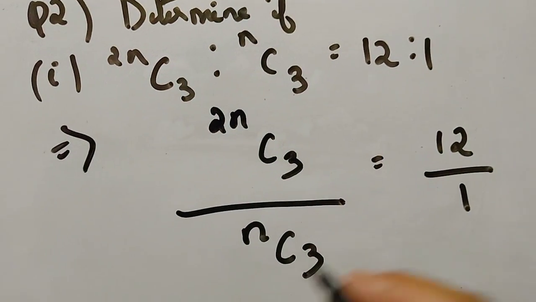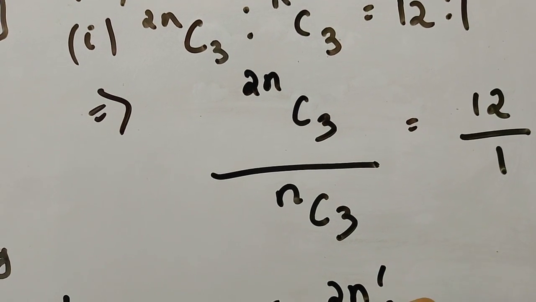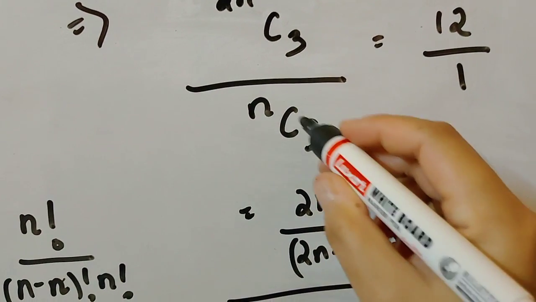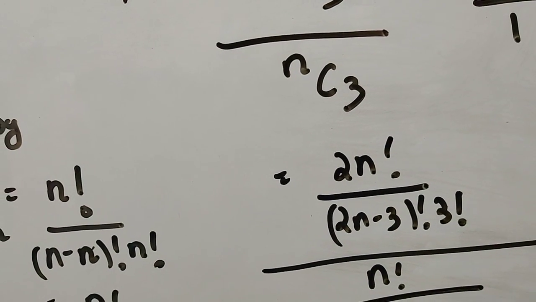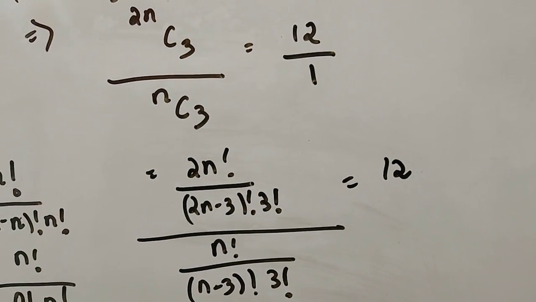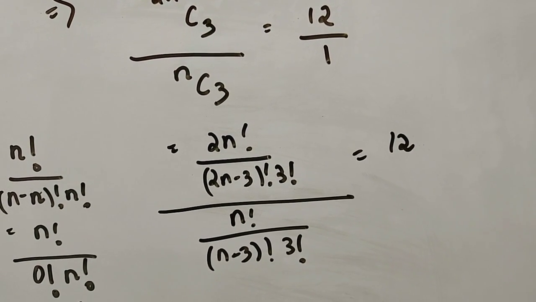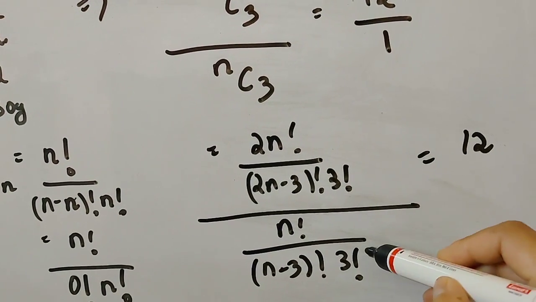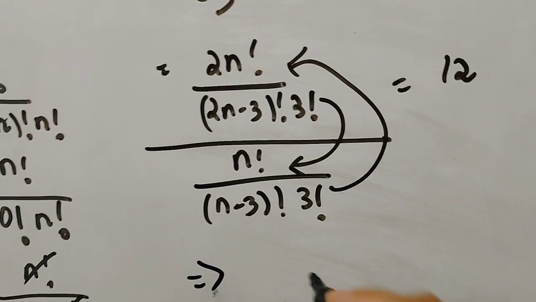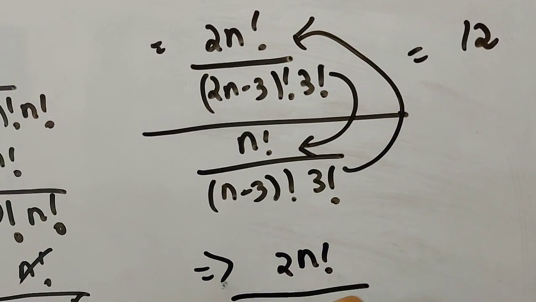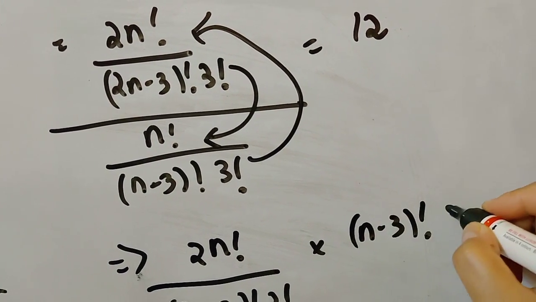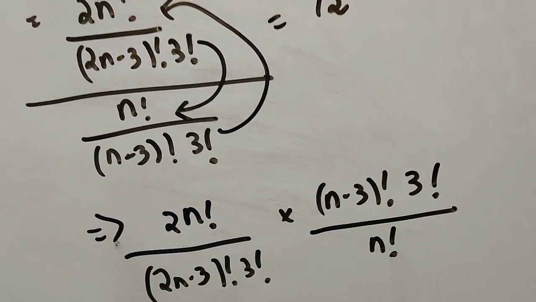So what I will do is 2n factorial divided by (2n minus 3) factorial into 3 factorial, divided by nC3, n factorial divided by (n minus 3) factorial into 3 factorial equal to 12. 12 divided by 1 is 12 only. Now, when you solve, this one will go up and this one will come like this. Everyone knows this. So first let me arrange: 2n factorial divided by (2n minus 3) factorial into 3 factorial, into (n minus 3) factorial into 3 factorial divided by n factorial.